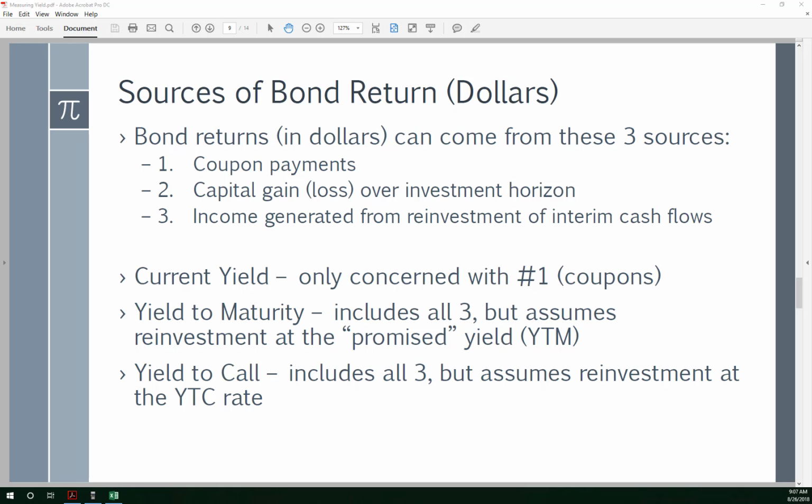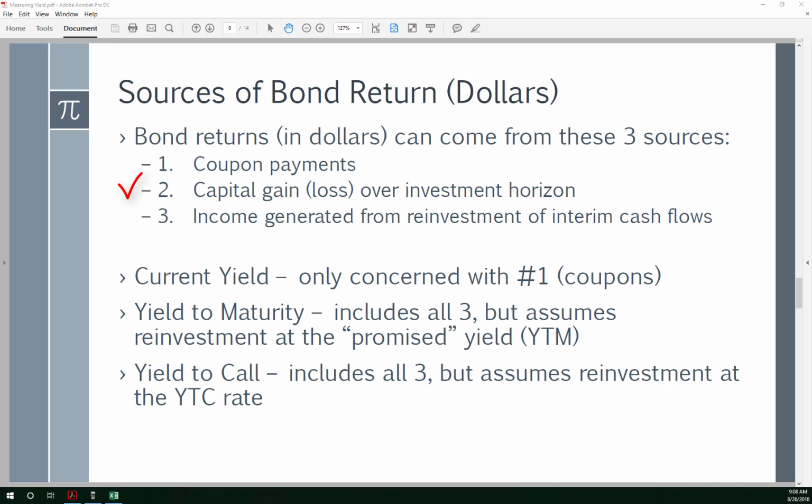Okay, we're going to pick up here in this video by starting with looking at the sources of bond returns. And in this case, we're talking about returns in dollars, not in rates or percentages. So bond returns can come from three sources. First is the coupon payments. So every 6 months, typically, you're receiving an income stream from the coupons.